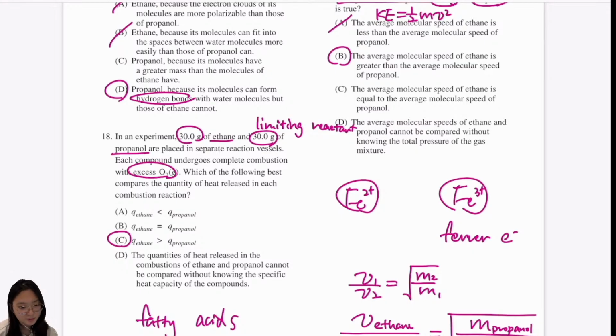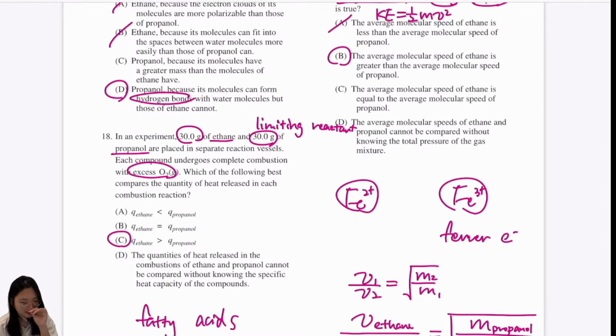So does the average molecular speed differ with mass, but average kinetic energy? Exactly. Average kinetic energy only depends on the temperature. So for propane, ethane, propanol, ethanol, for all of them, if they have the same temperature, then all of them have the same average kinetic energy, but they will have different average speeds.